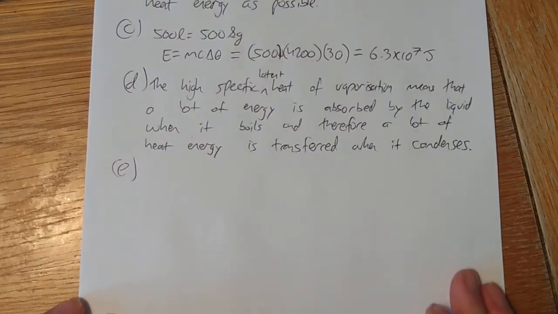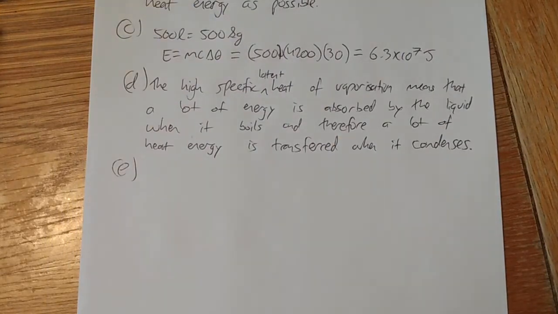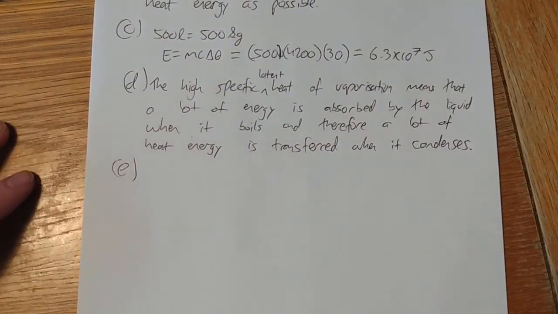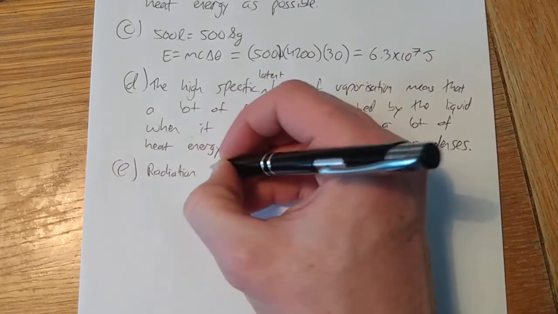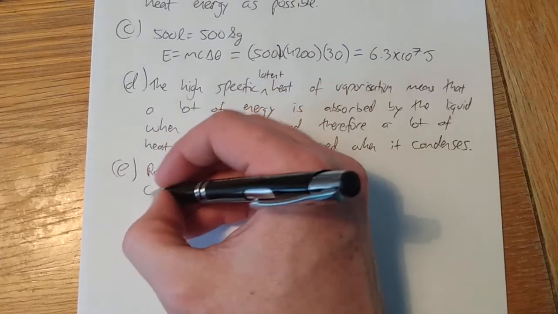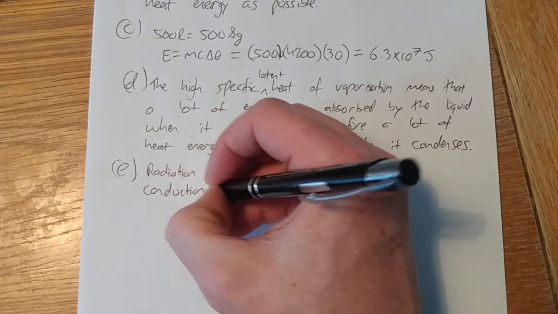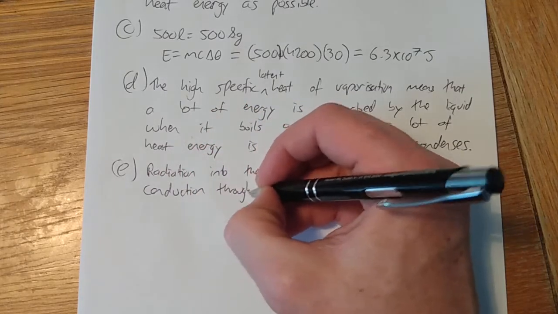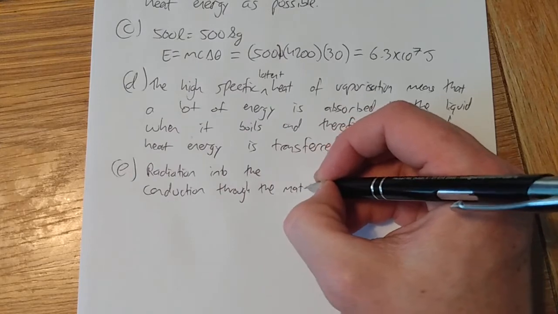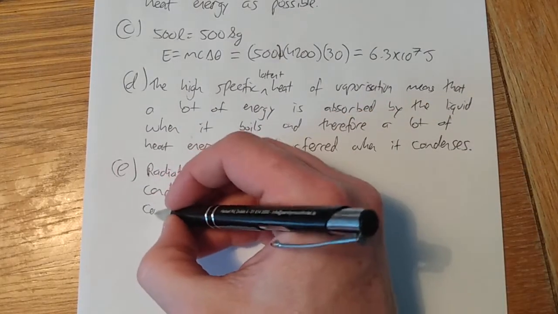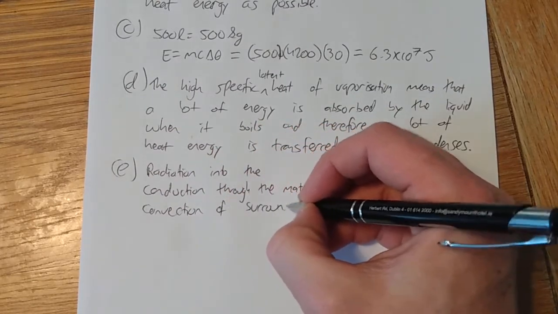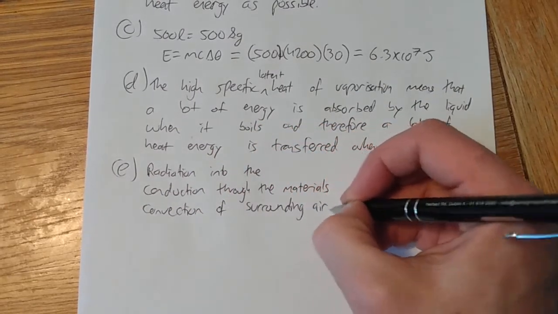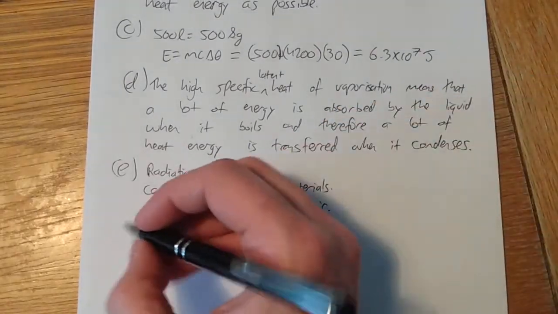Okay, part E. Name the 3 ways that heat could be lost from a vacuum tube solar collector. Okay, so radiation into the air, conduction through the materials, and convection of surrounding air. I think that's probably specific enough.